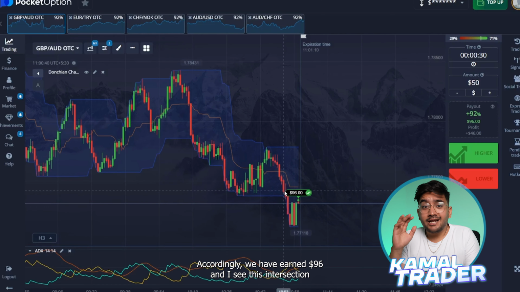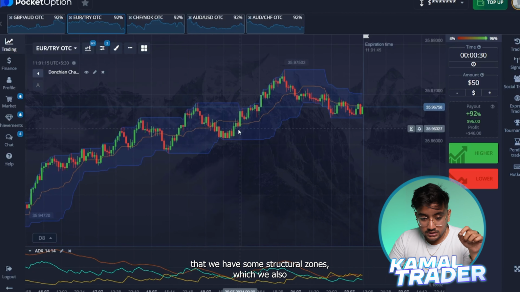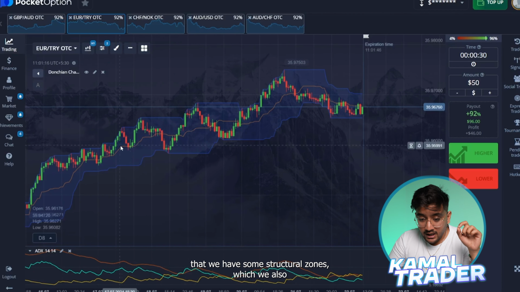We'll start with the larger time frame in order to take a global look at the picture. Okay, and we see an excellent rising channel, which according to the Donchian channel also shows us that we have some structural zones which we also now see. There is a possibility of a trend change, but at the moment it is unlikely because we have a very good zone that has formed here, and we'll most likely see the asset go further. According to the ADX, we also see a rising channel, and in combination with these indicators we'll see a more long-term momentum.